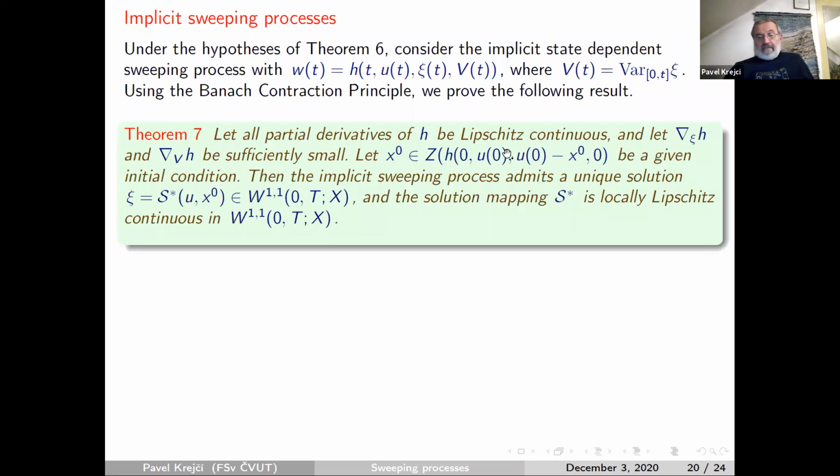And obviously, in order to use the Banach contraction principle, something has to be small. The gradient of H with respect to Xi and the gradient of H with respect to V have to be sufficiently small, in particular if the Lipschitz constant is big. And then in this case, not only does the implicit sweeping process have a solution, but the solution mapping is again locally Lipschitz continuous in W. So the Gerson model, for example, can be included.